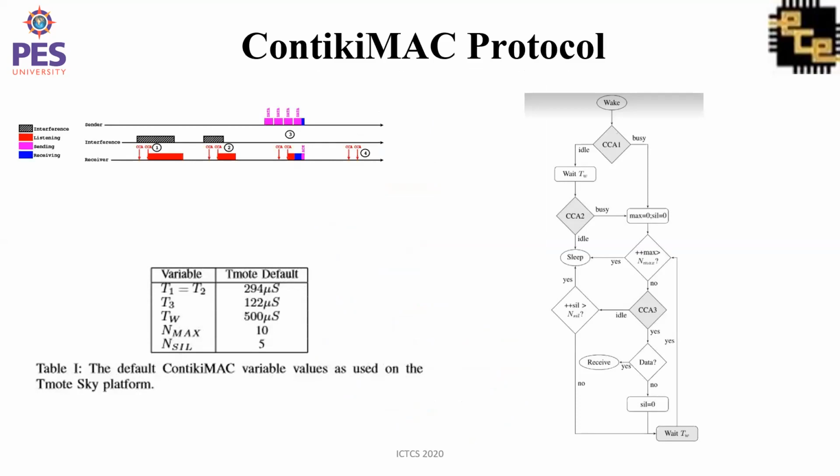Yeah, sure. Thank you. So we have the Contiki MAC protocol, which operates on the RDC layer. The RDC layer focuses on reducing the power consumption. Here it performs three channel checks before it transmits data. It checks if there is any packet coming, and only then it wakes the node up, else the channel is idle and the nodes are asleep.